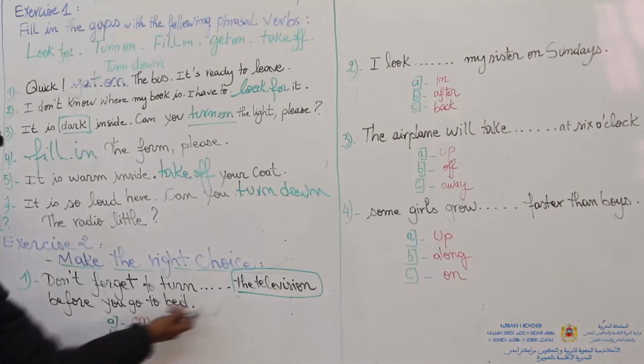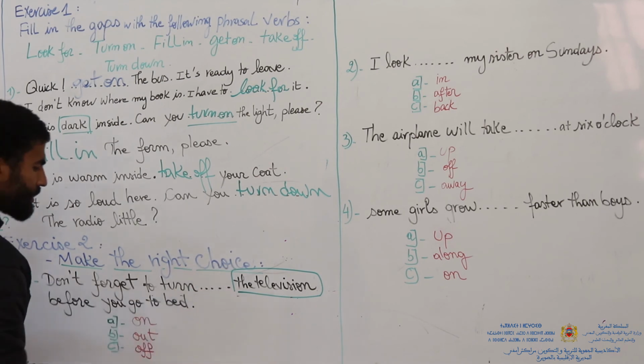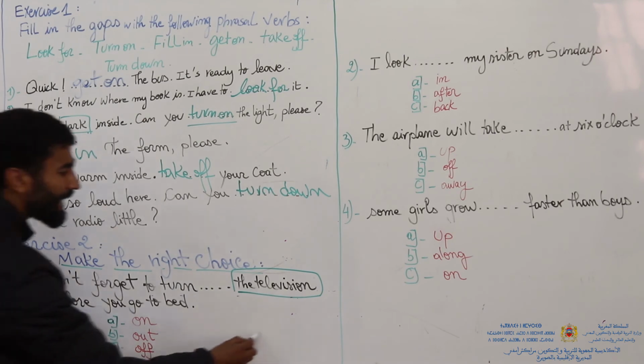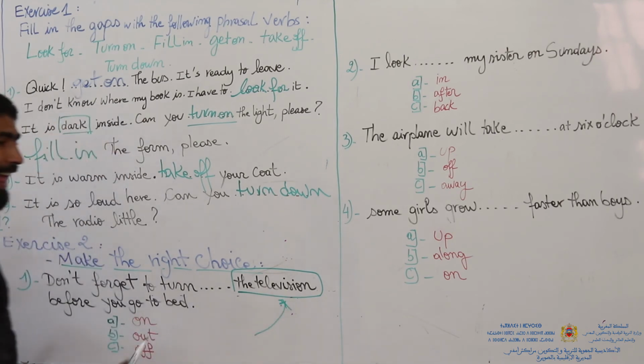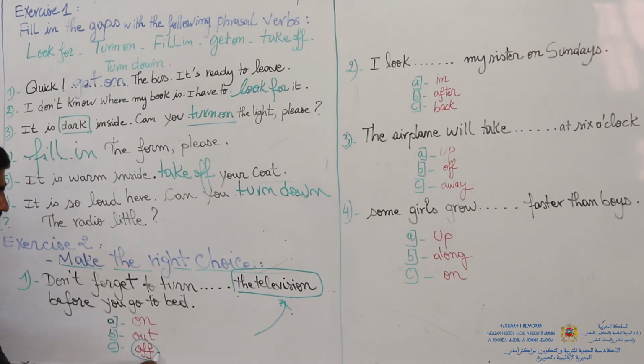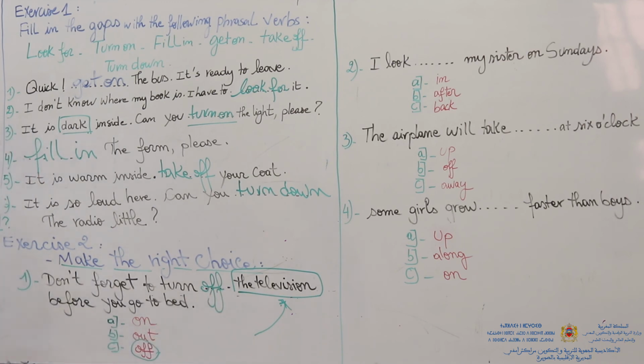And then we have turn. Which preposition? These are 3 prepositions. Which preposition are we gonna use here? Is it on, out, or off? There is only one preposition which is correct in here. So now looking at television, this word will help us to find the right preposition, and it becomes, don't forget to turn off. So turn off. That's it. So don't forget to turn off the television before you go to bed.